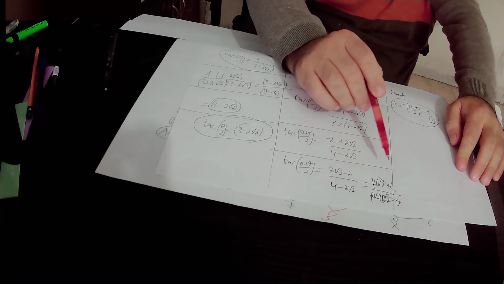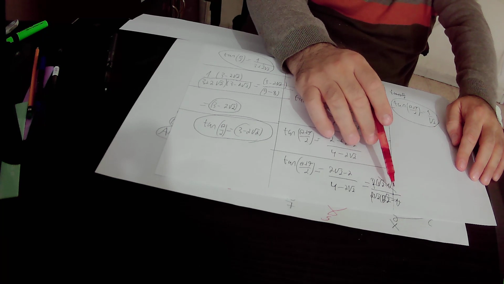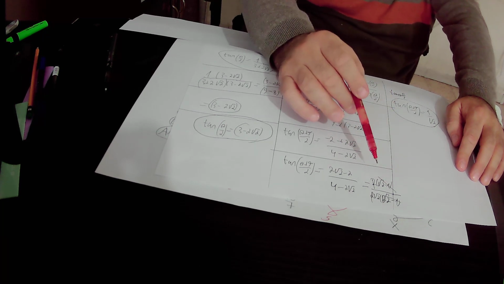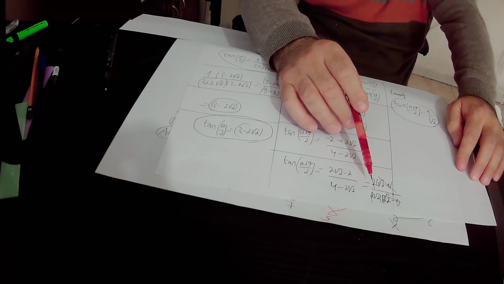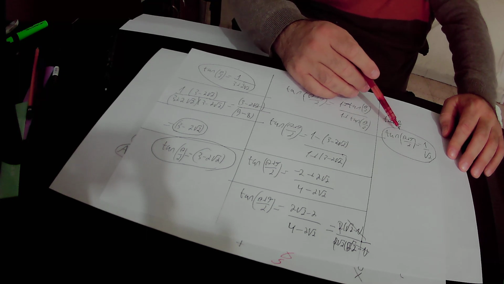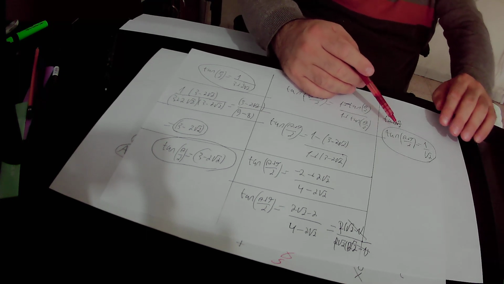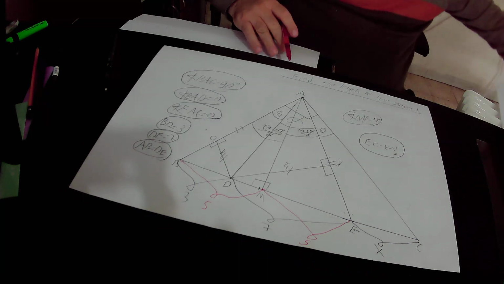So here we have 2 times (square root of 2 minus 1) over (square root of 2 minus 1), which is 1, so it will get cancelled, and 2 over 2 is also equal to 1, so it also will get cancelled. So in conclusion, we found out that tangent (theta plus alpha) over 2 equals 1 over square root of 2. Okay?